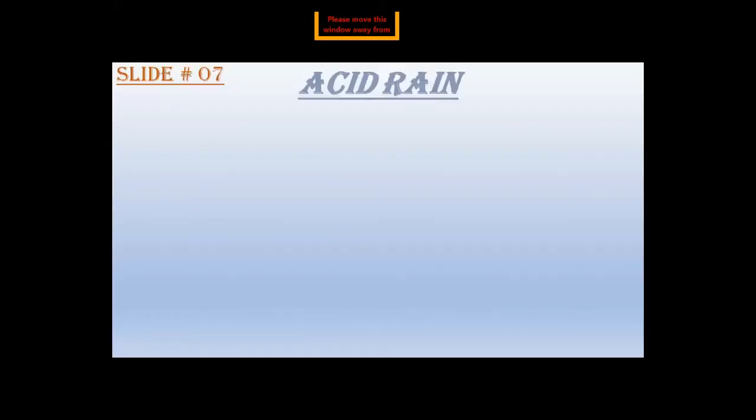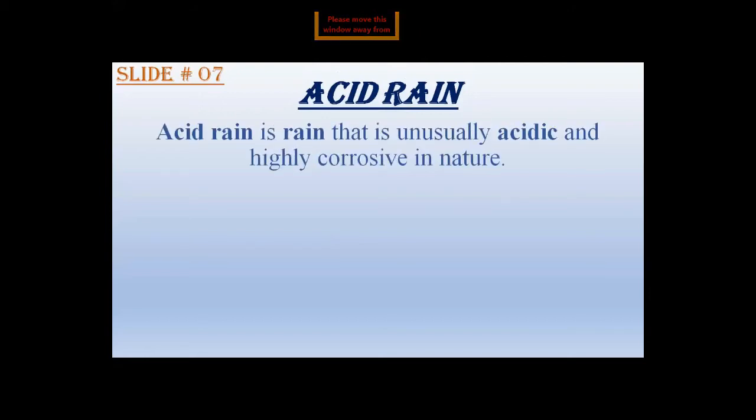Okay. In slide number 7, we will discuss acid rain. So, what is acid rain? Acid rain is a rain that is unusually acidic and highly corrosive in nature. We all know what rain is, but what is acidic rain, or what is acid rain?